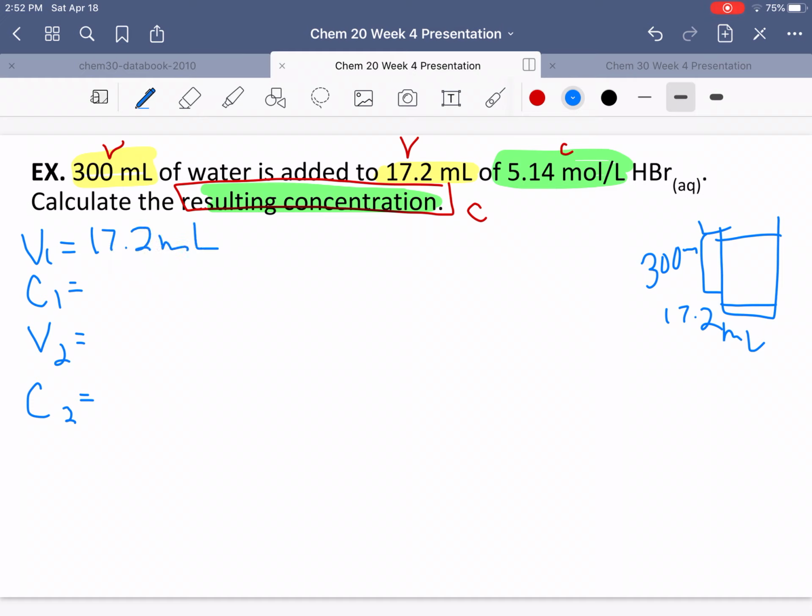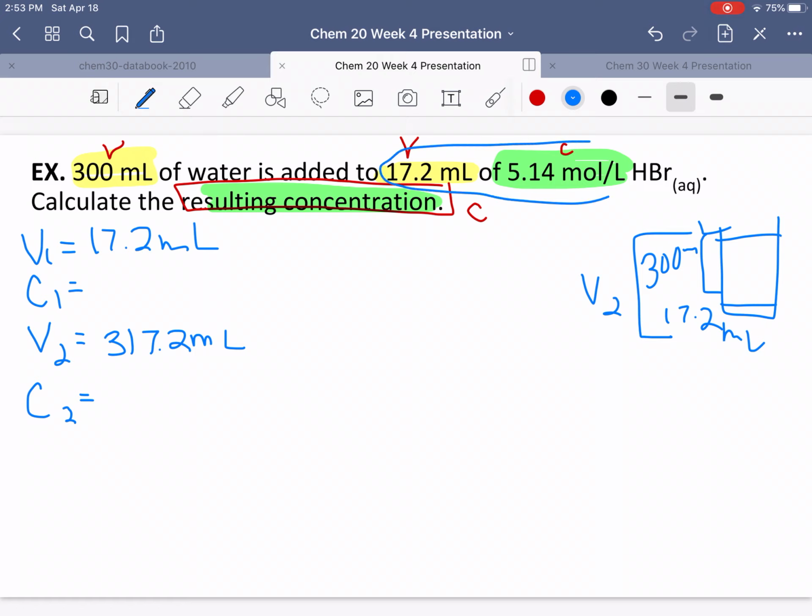17.2 mils. Okay, V2 is not 300. I am adding an extra 300 mils. So that means that both of these together is actually V2. So add them together, 300 mils plus 17.2 mils, we have a total of 317.2 milliliters.